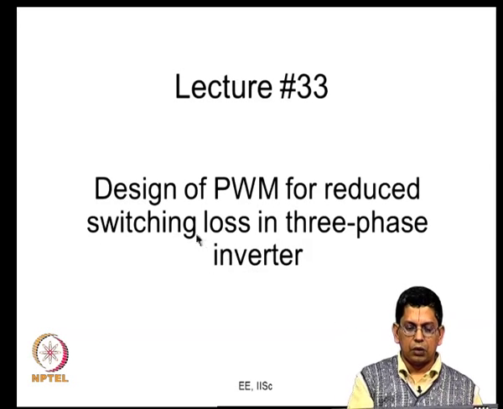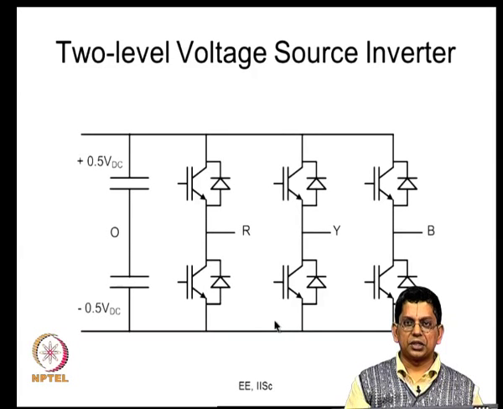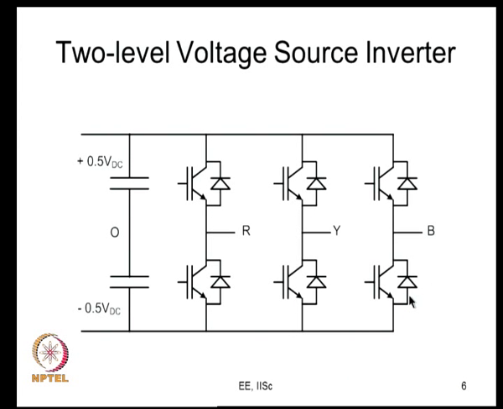We call this the design of PWM for reduced switching loss in a 3-phase inverter. Now, let us get started. This is the 3-phase inverter; the 3-phase load is not shown here in the figure. There is this DC side, and there are losses in these devices, both the transistor and IGBT, etc. There are conduction losses and also switching losses. The present focus is really on the switching loss.